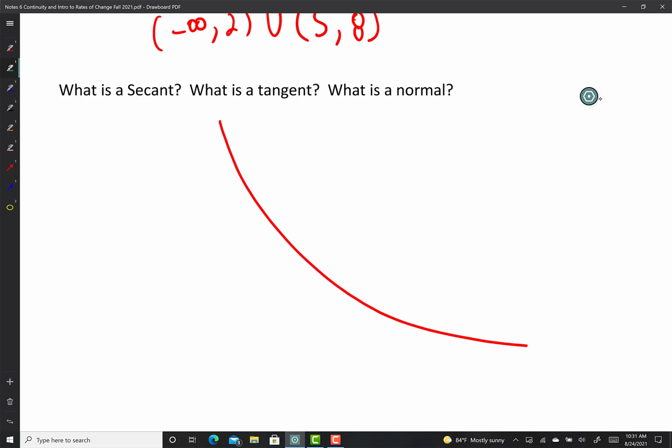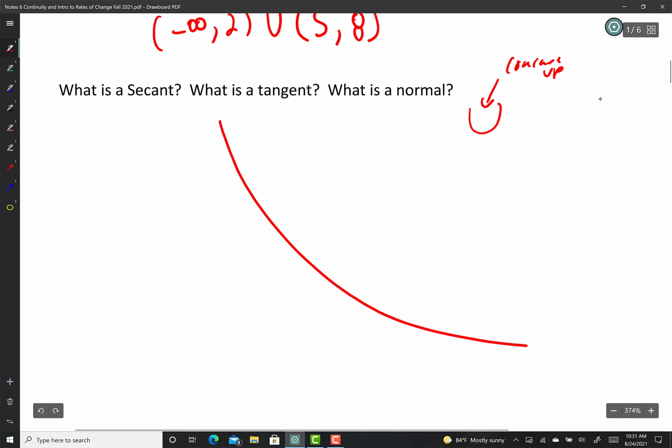Concave up means it's like a bowl, and it opens upward. Well, I guess I can draw it real quick. That's concave up. That's concave down. All right, guys. Here we go.